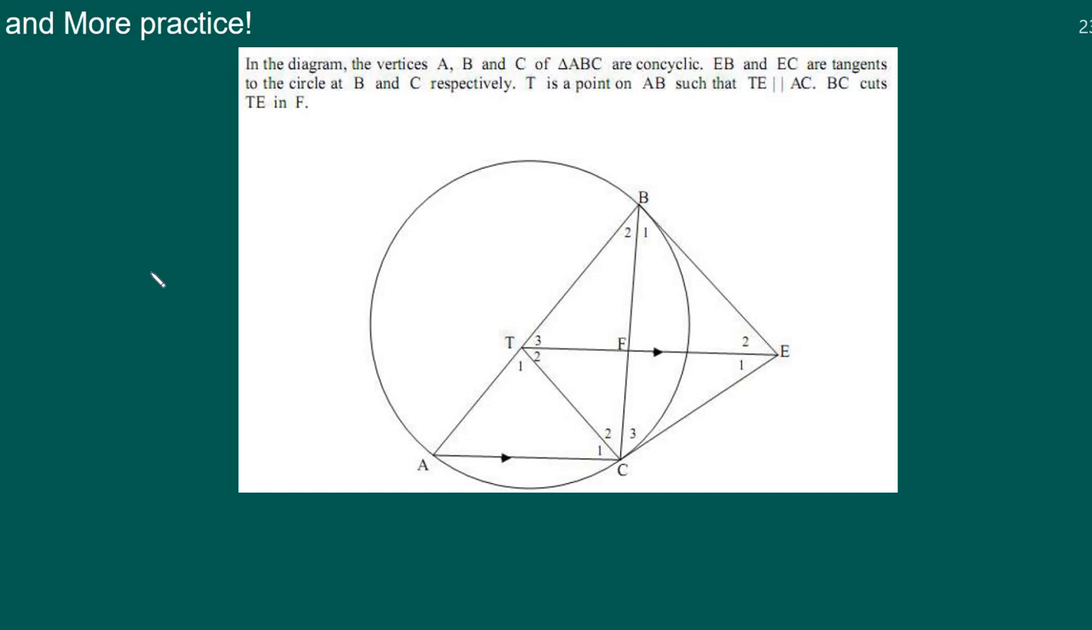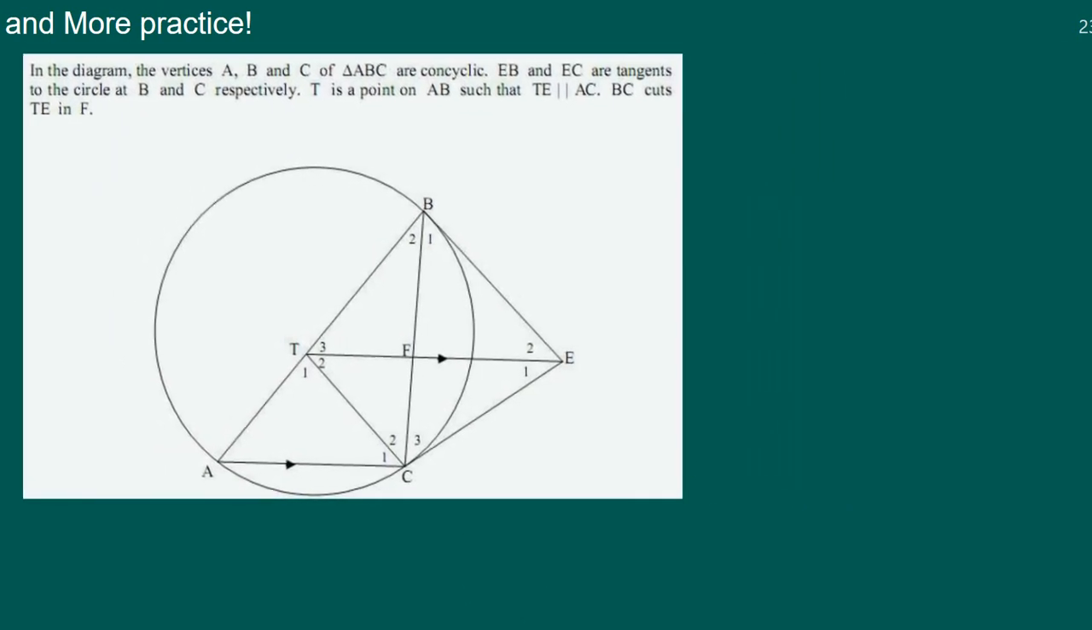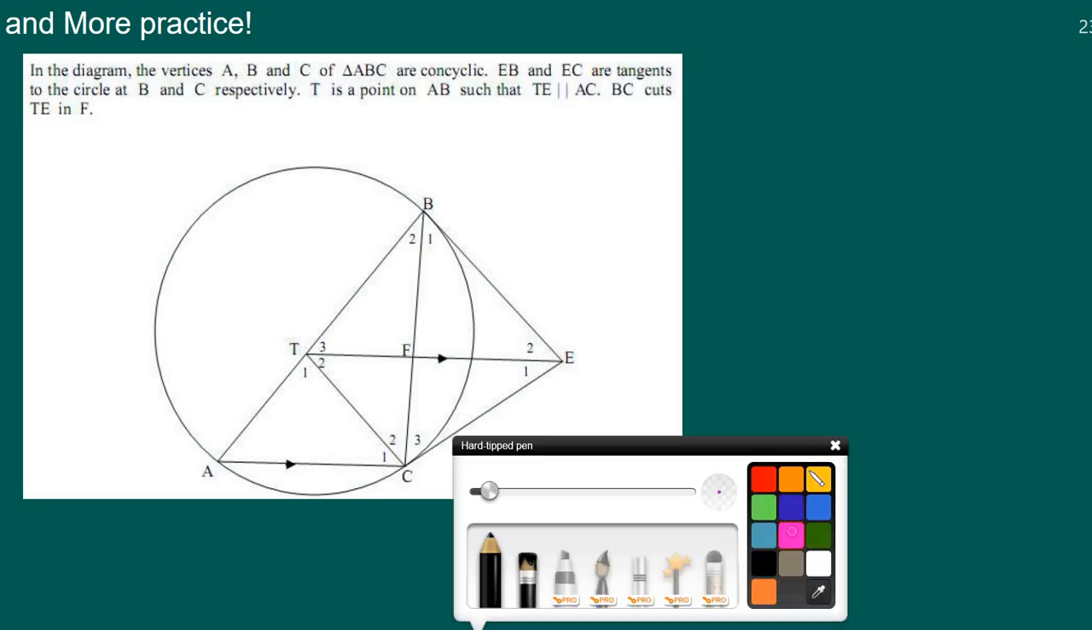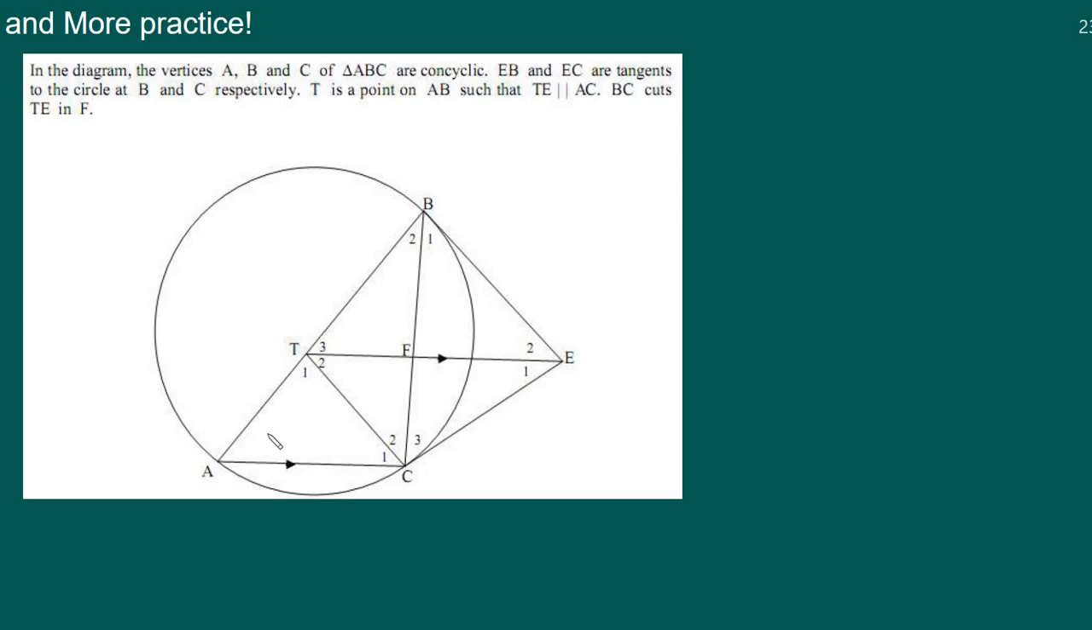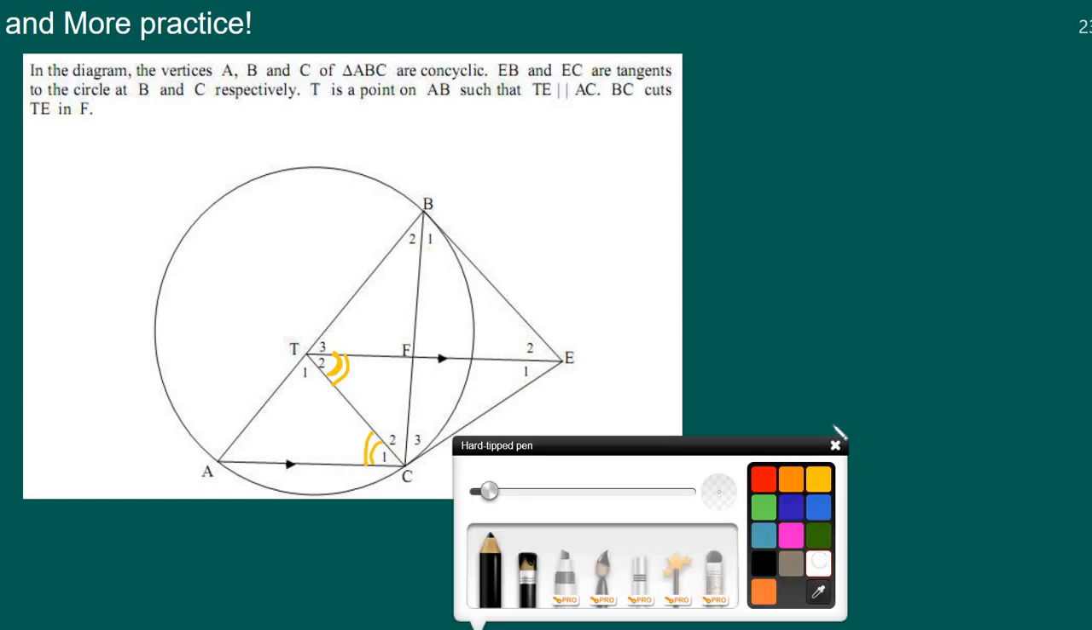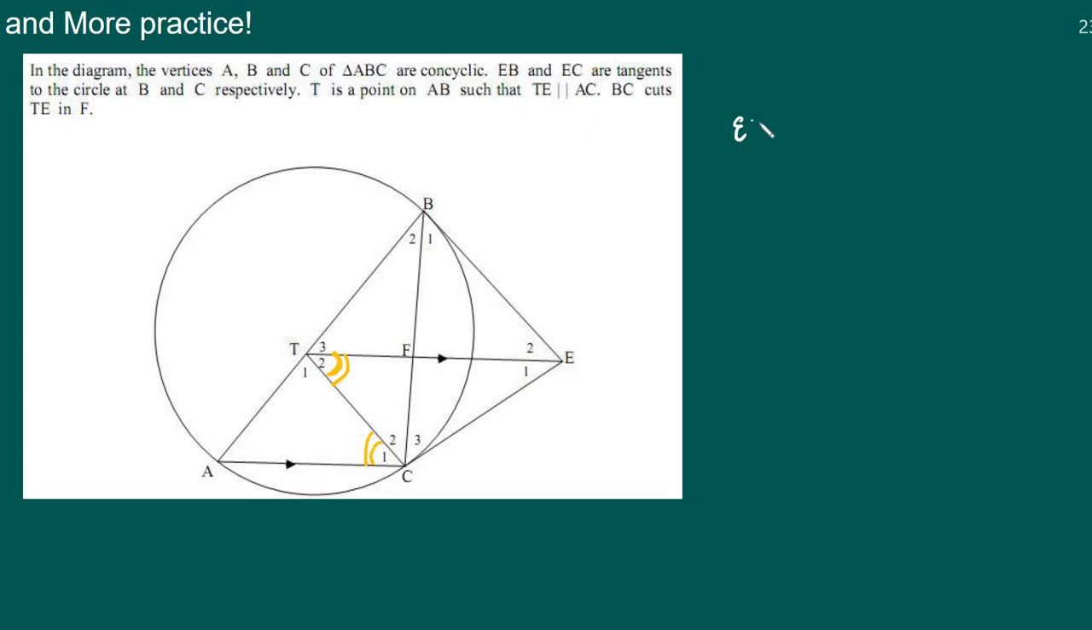Which angles would be equal here? So ETC is equal to C1. That's great. What's your reasoning there? Alternating angles. ETC, which is also T2, is equal to angle C1, alternating angles.